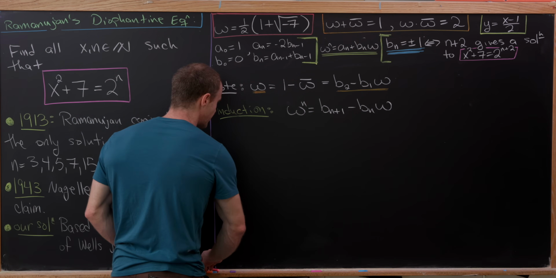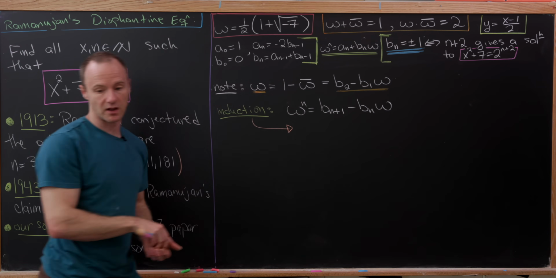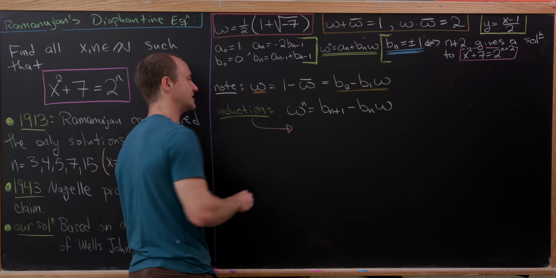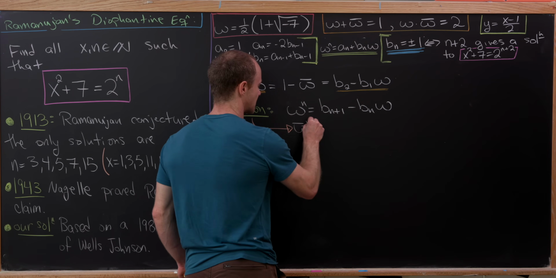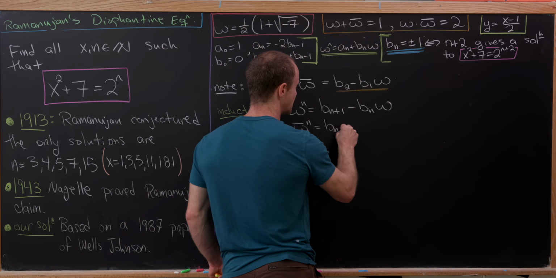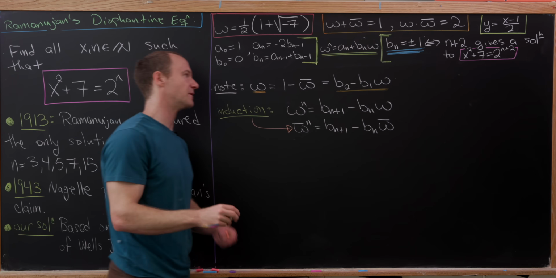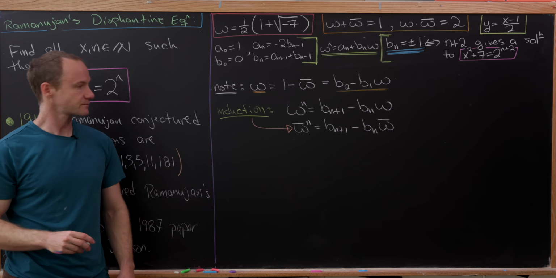And then really similarly to that, we can get the following expression, just by taking the complex conjugate here. So omega bar to the n is equal to b sub n plus 1 minus b sub n omega bar, given that the b's are integers.